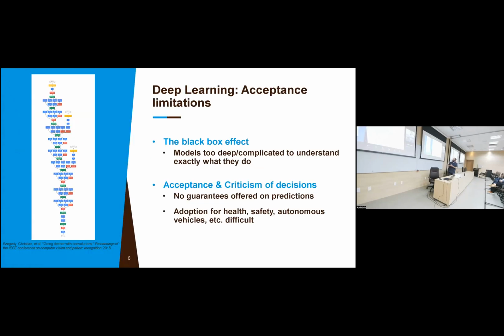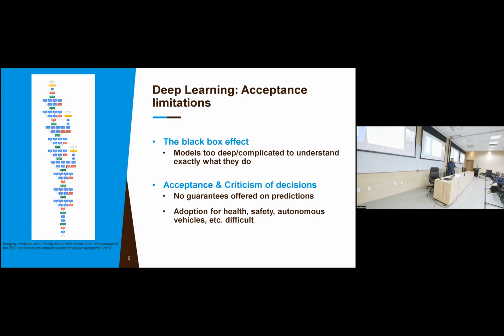And the third issue is the acceptance limitation. Due to this black box effect, it's too complicated to understand what really happens inside. Because of that, people may not agree to use such a model in specific scenarios. For example, in aeronautics, you need to have certified software. And today, we are not able to certify deep neural networks because we have no proven guarantee of their output. And so it could limit their adoption for health, safety, autonomous vehicles, etc.